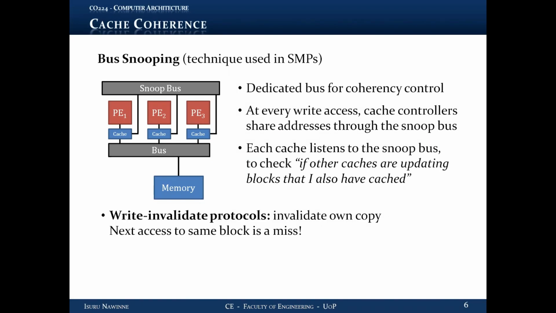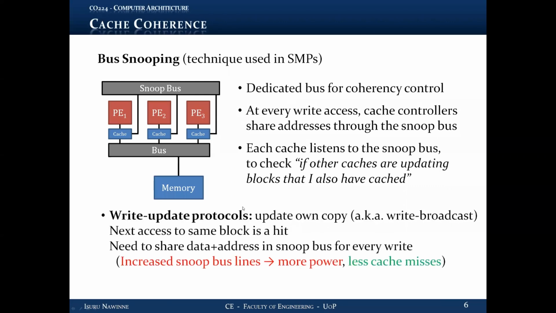So the cache controller becomes rather simple in write update type protocols, rather than having to perform an extra read access from other caches. You always receive the up-to-date data. You just update your own cache copy and keep it valid, right? So the cache controller becomes rather simple, but the Snoop bus is going to have these extra bus lines, right? Extra bus lines to supply the data as well as the address.